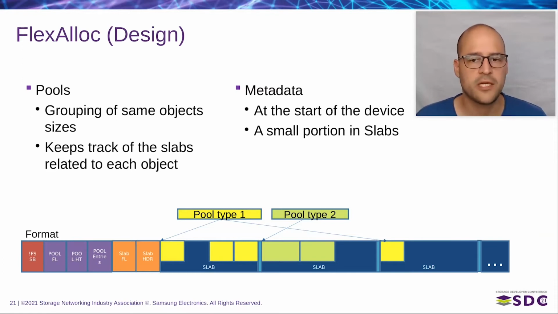Everything is kept in check by the metadata, which is located at the beginning of the device. In this figure, you see it represented as red, purple, and orange squares. And remember that there is also a bit of metadata in each slab, which is represented by the light blue stripe in the figure. Most of this metadata is defined at format time and contains information related to the drive itself and information used to keep track of where everything is.